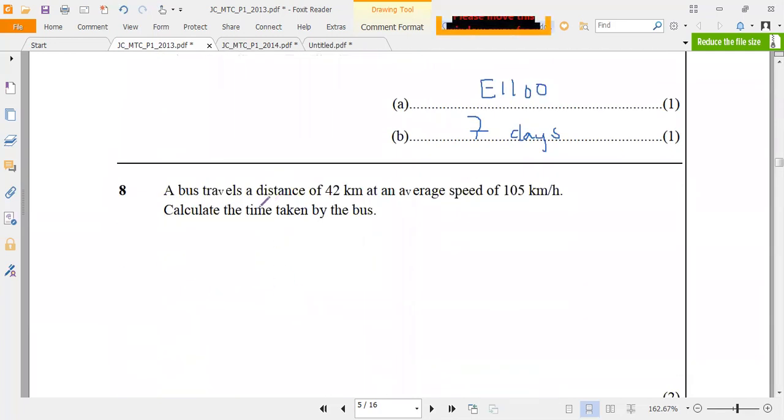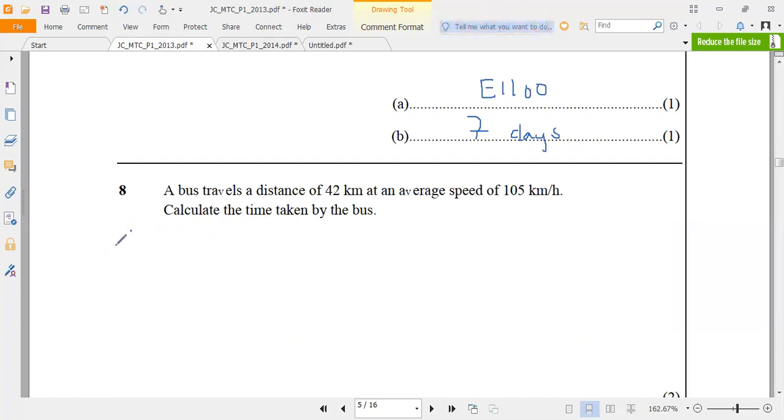Now the next question: a bus travels a distance of 42 kilometers at an average speed of 105 kilometers per hour. Calculate the time taken by the bus. Here we apply SDT, whereby we calculate the time taken.